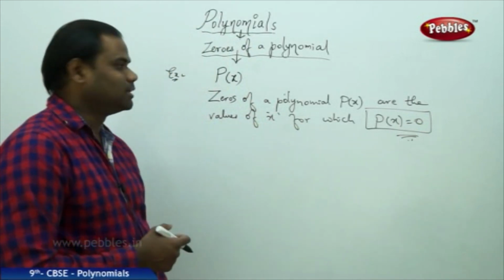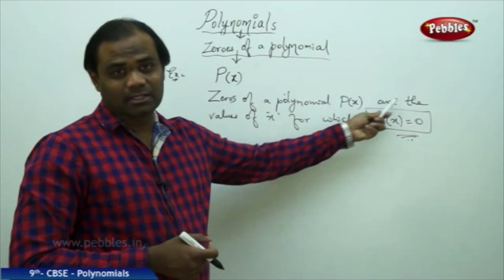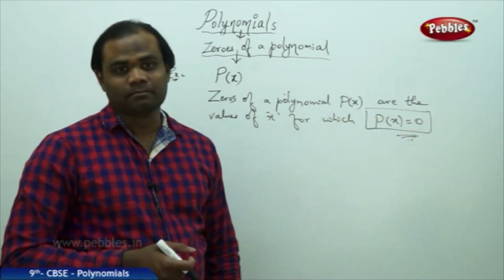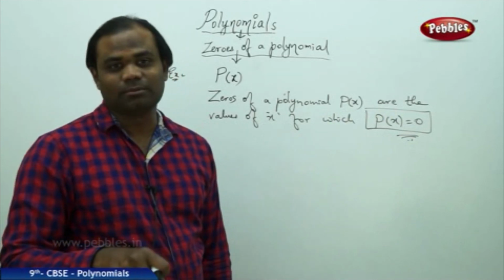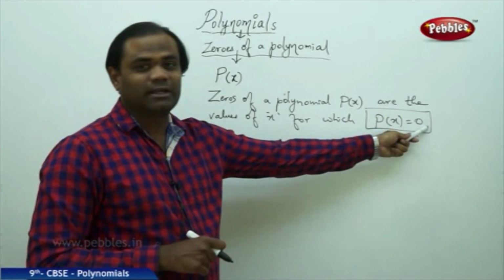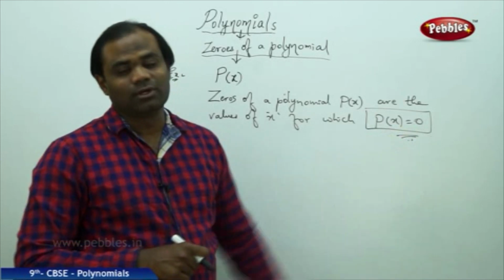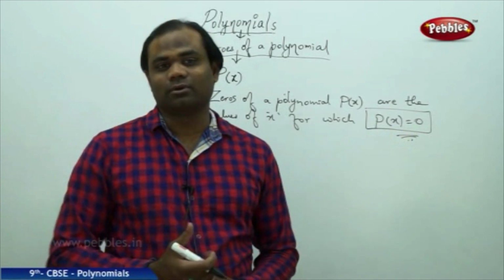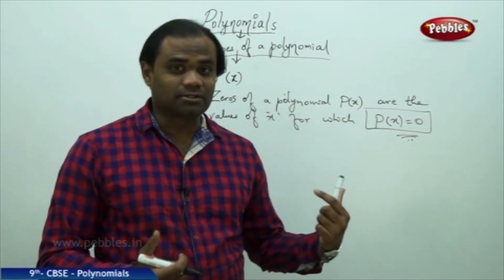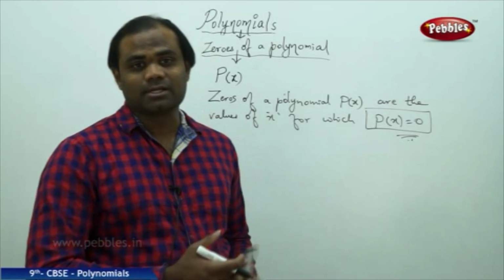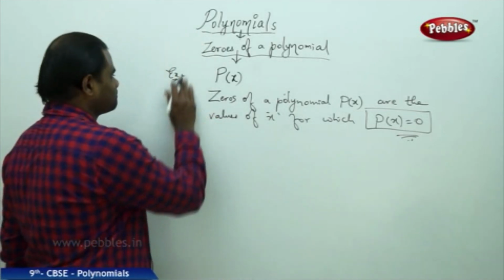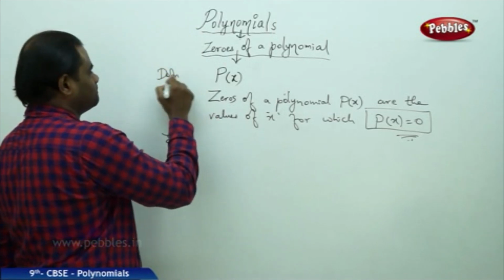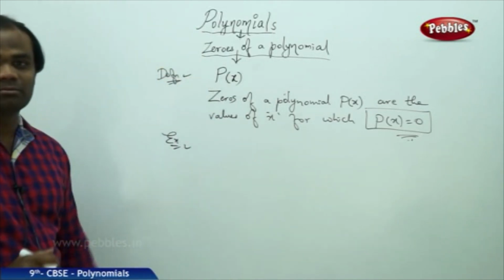Let's see it more briefly. The zeros of the polynomial p of x are defined as the values of x for which p of x equals 0. So in order to find the zeros of the polynomial, we simply simplify the equation p of x equals 0, and then those values of x which are obtained are called zeros of the polynomial. Let's understand this concept more strongly by taking an example problem. This is the definition. Let's take an example problem.